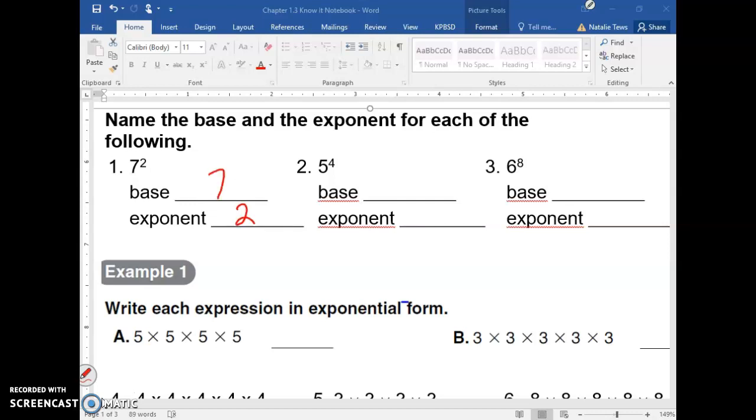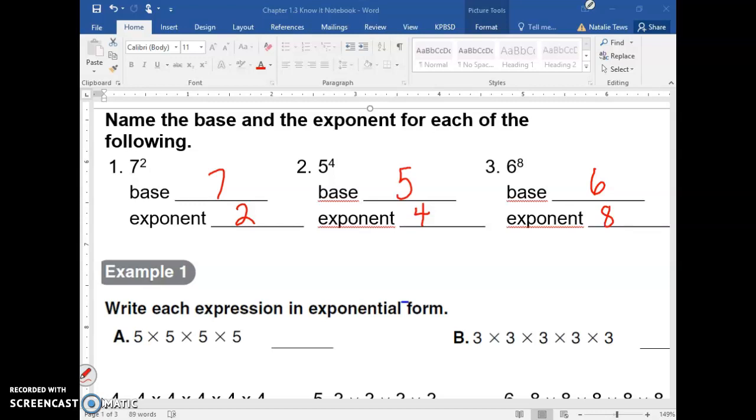Okay. 5 to the fourth power, the base is, you can just tell me? 5. And the exponent? 4. 6 to the eighth power, the base is? 6. And the exponent is? 8. Excellent. So see, these aren't very hard, are they?